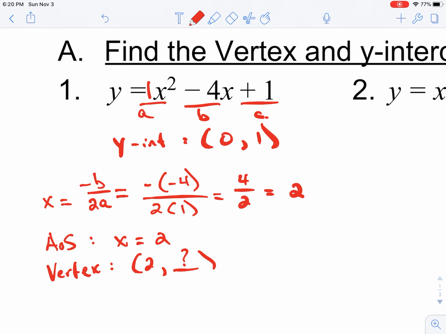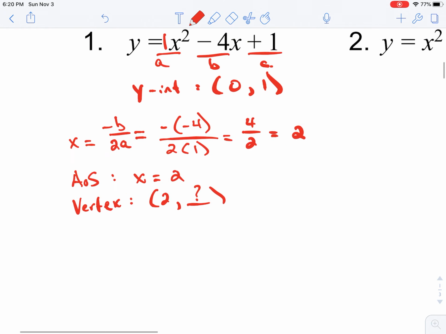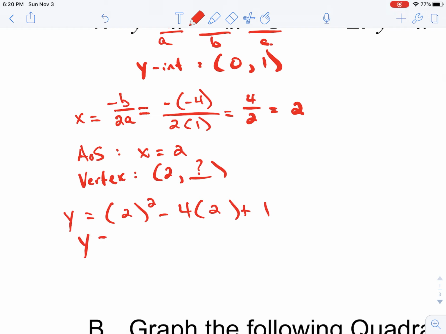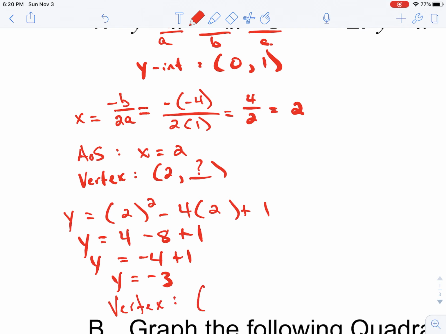So if the vertex starts with 2, we need to know the second part. We need to know the y value, which means to find the y value, I'm going to take the original equation and I'm going to plug 2 into all the x's. By using my order of operations, parentheses, multiplication, we get -4 plus 1. This gives us -3. That means when we plugged in 2, we got -3. So our vertex is at 2, -3.